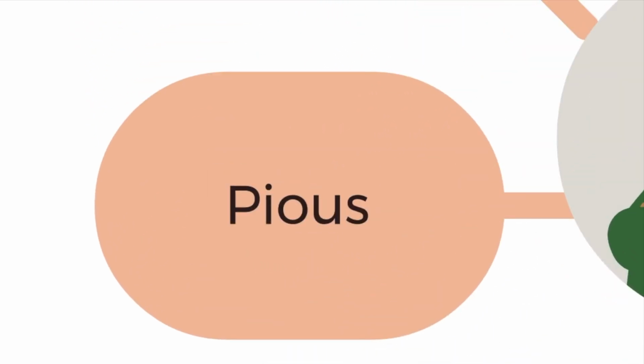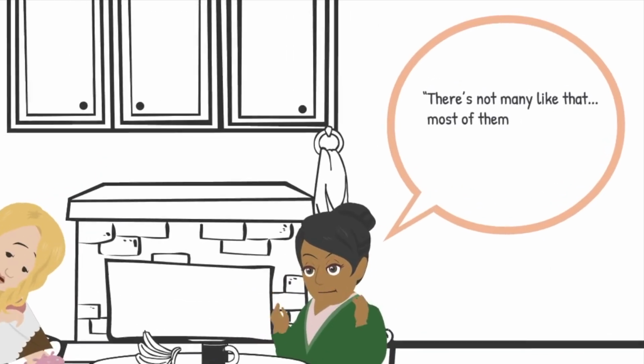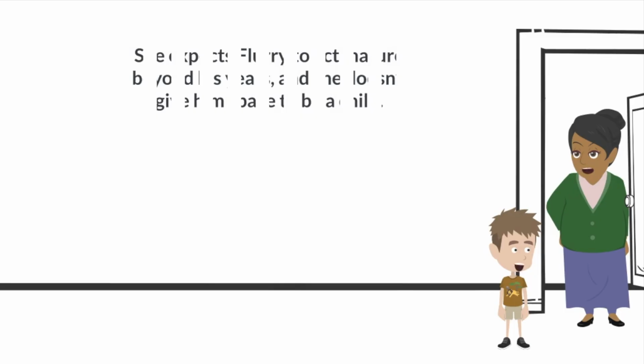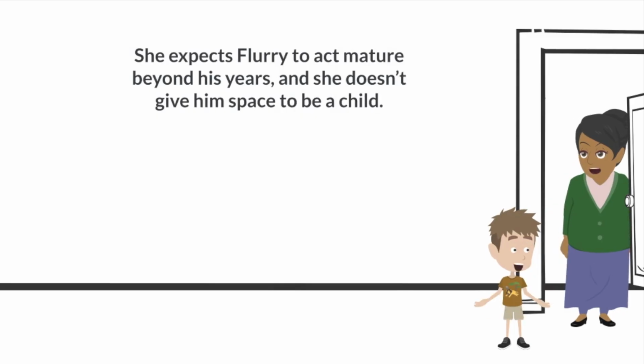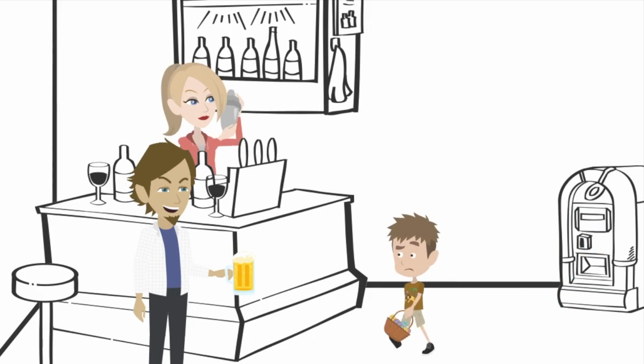She's older, she's very religious, and she's full of opinions. She says there's not many like that. Most of them are more like savages than Christians. She also brings pressure. She expects Fleury to act mature beyond his years, and she doesn't give him space to be a child.